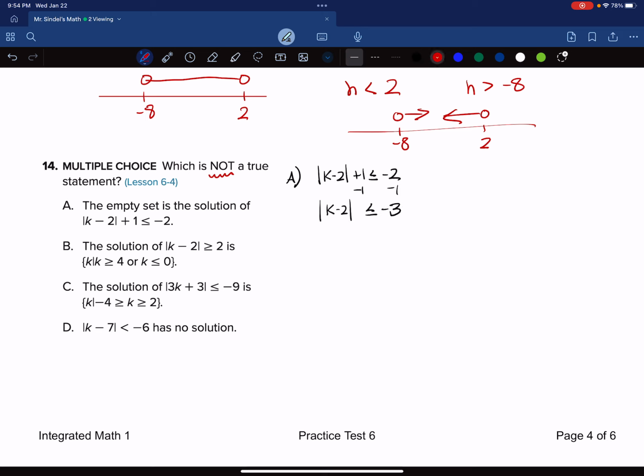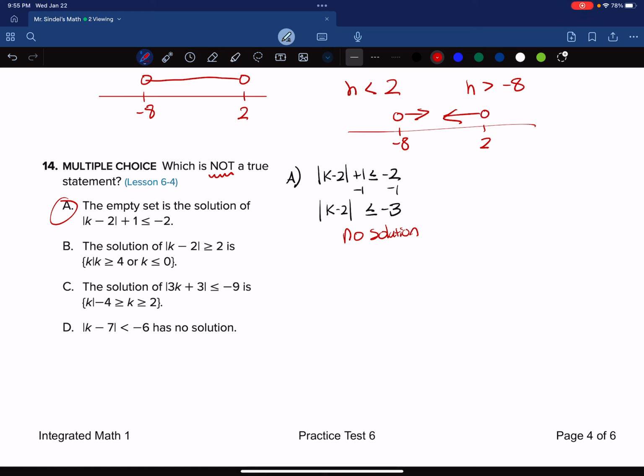From here, I'm going to drop the absolute value symbol. And wait a second, I can't drop the absolute value symbol. Okay, everything in here can be negative, but after you take the absolute value, it has to be positive. Can you ever have a positive number be less than a negative? No. So this one is no solution. And that's what it said. The empty set is the solution set. So empty set meaning that's another way of saying no solution. So that is a true statement.